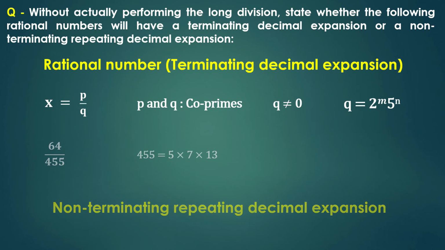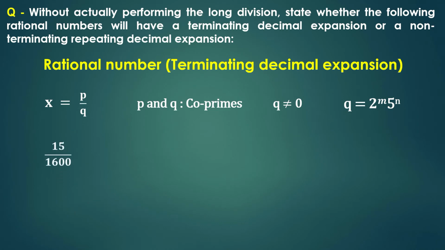Moving on to the next number, which is 15 by 1600. We can see that 15 and 1600 are not co-prime numbers. So first, we will convert them into a fraction of co-primes. By dividing the numerator and the denominator by 5, we will get 3 by 320. 3 and 320 are co-prime numbers.